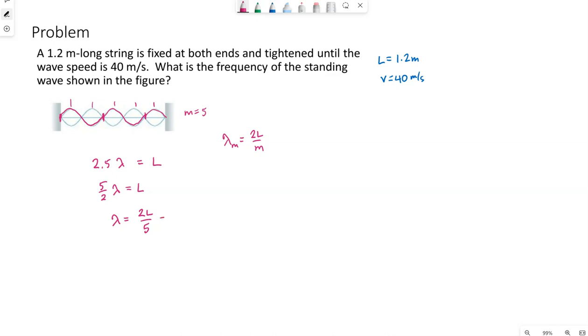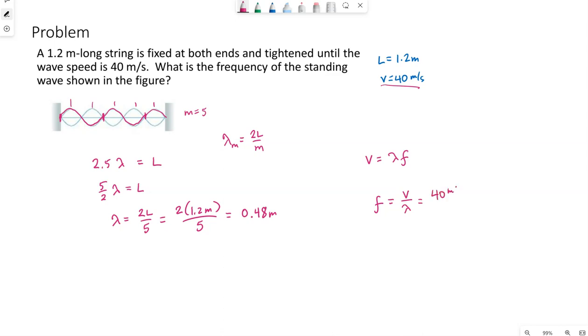So since we know the length of the string, this will give us the wavelength of this specific wave. So the wavelength of this specific wave on this string is 0.48 meters. We've been given the speed. Well, we know the speed of a wave is wavelength times frequency. So the frequency of this wave will simply be the speed over the wavelength.